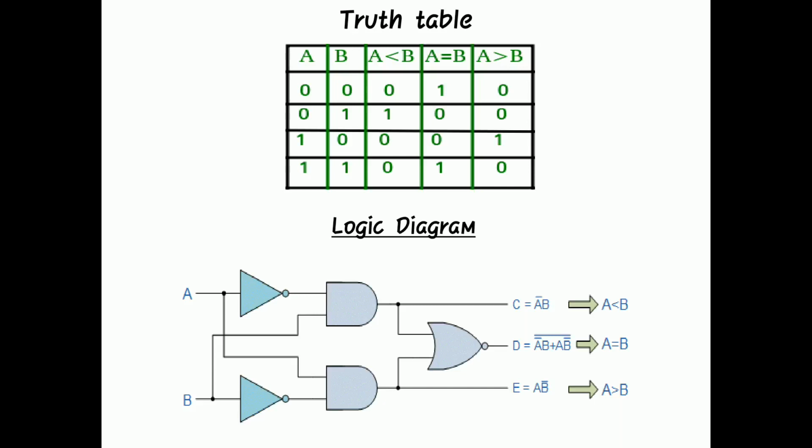Next, A is greater than B. Whether A is greater than B here, no. A is 0, B is also 0. So it will be 0. If comparisons are correct, then put 1. If the comparison doesn't hold, put it as 0.